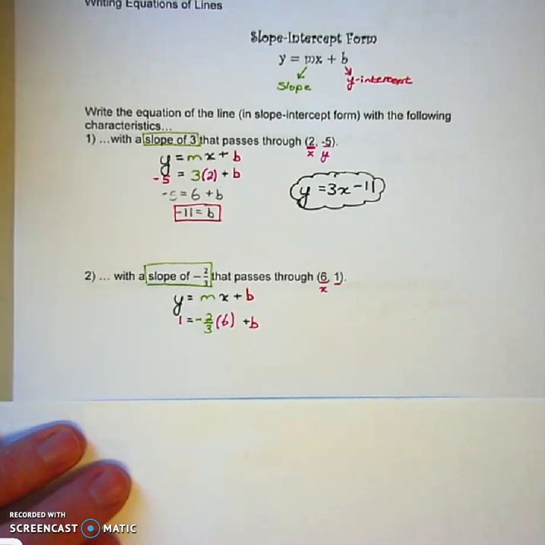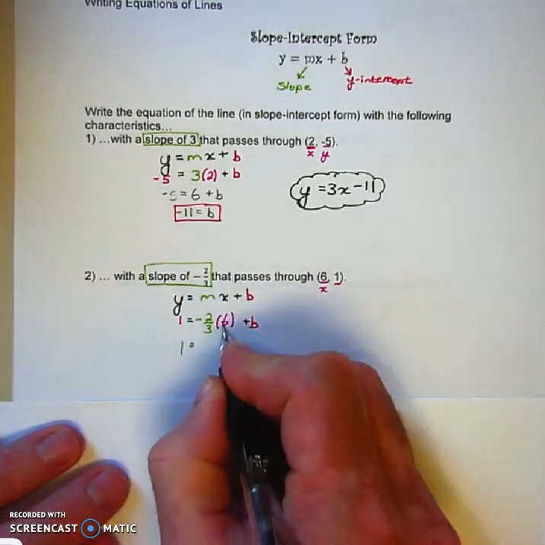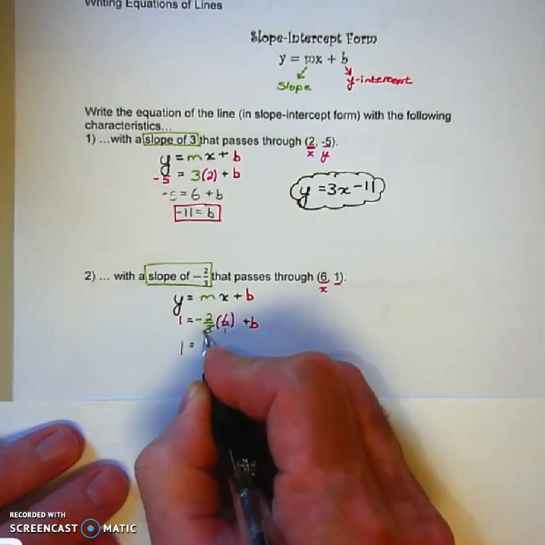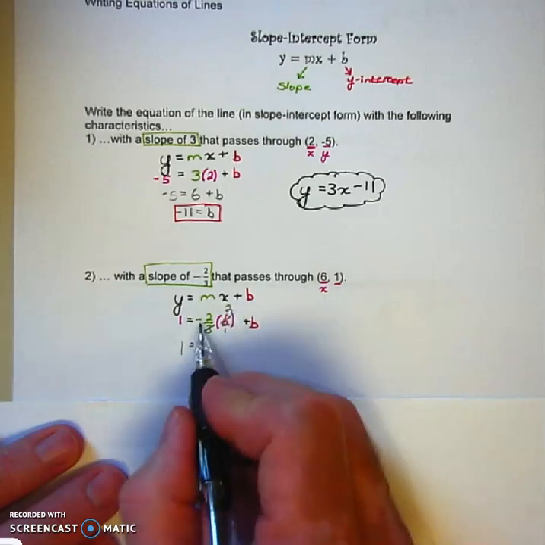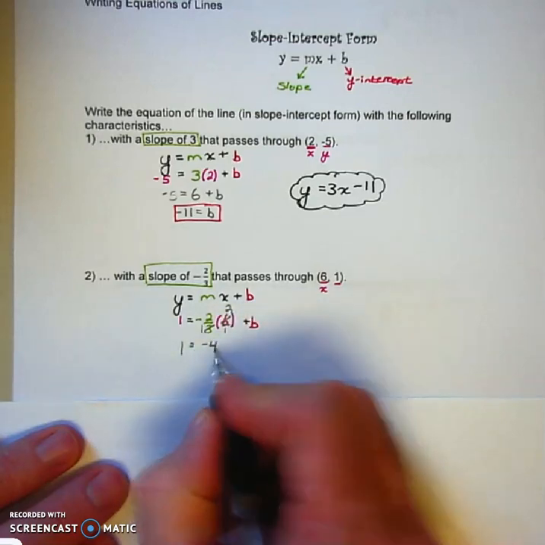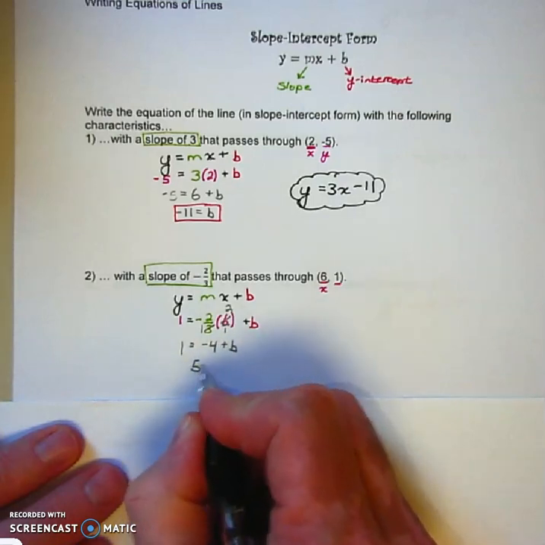So now we can do some math. If you want to use a calculator, that's fine, but you also can just do this by hand. 3 goes into 3 once, and 3 goes into 6 twice. So this becomes -4 over 1, or just -4. And so we get 5 is equal to b.